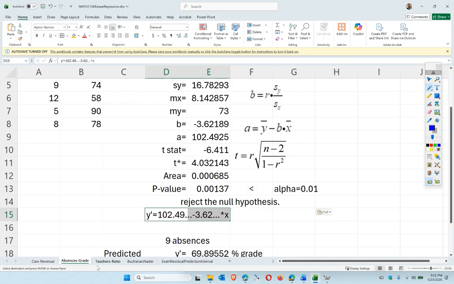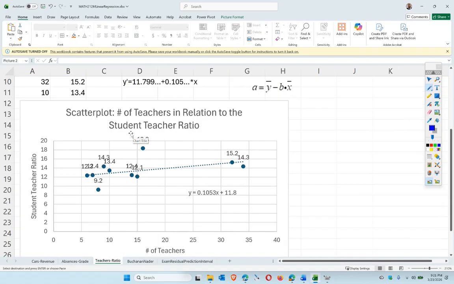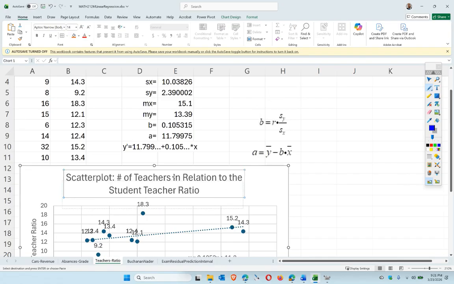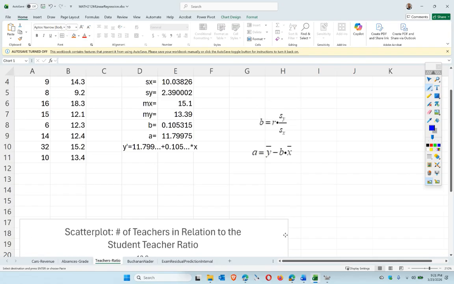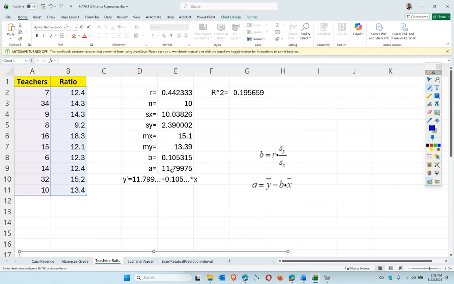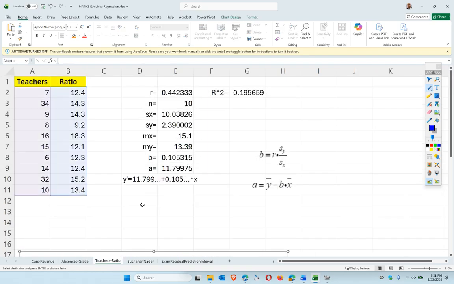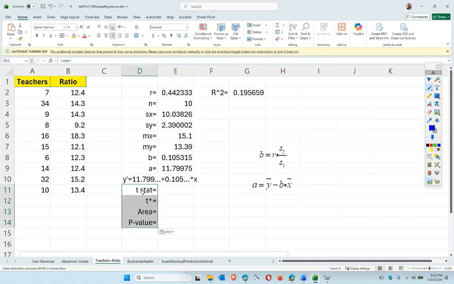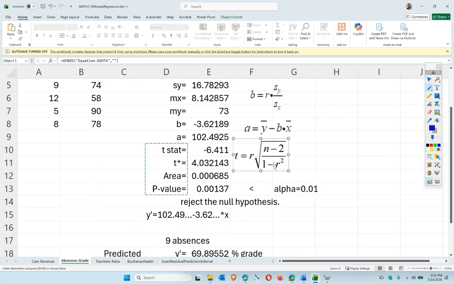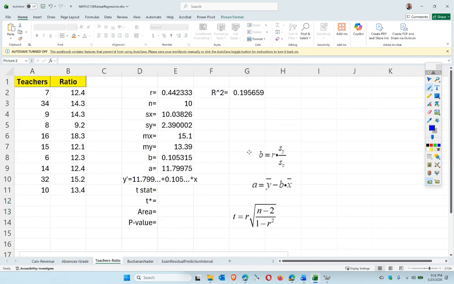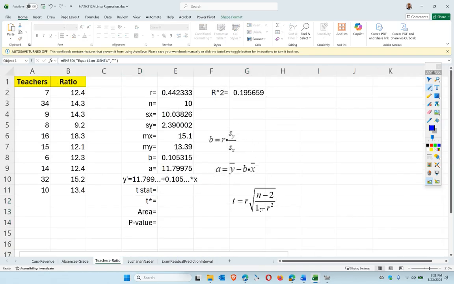Let's try the last one. Teacher ratio, which we thought might not work, correct? We thought no against this one. We didn't think it was very good. Okay, well, let's try this one. I'm going to take these, copy, and we'll put those there, and we will do the t equation. Put those there, put those there.